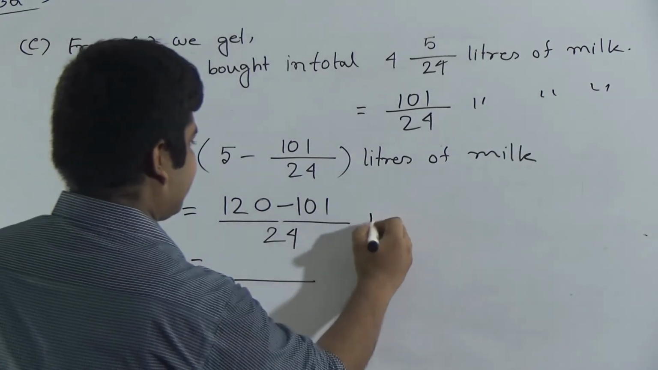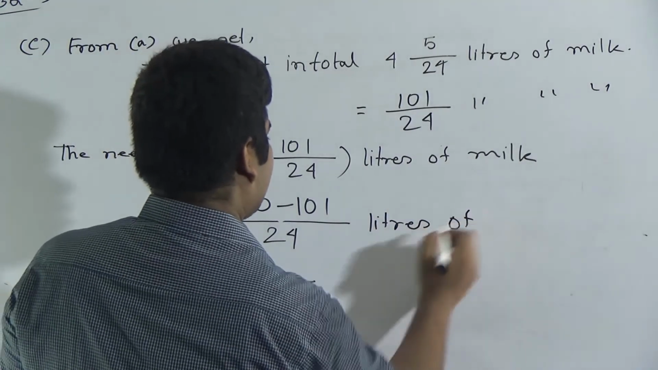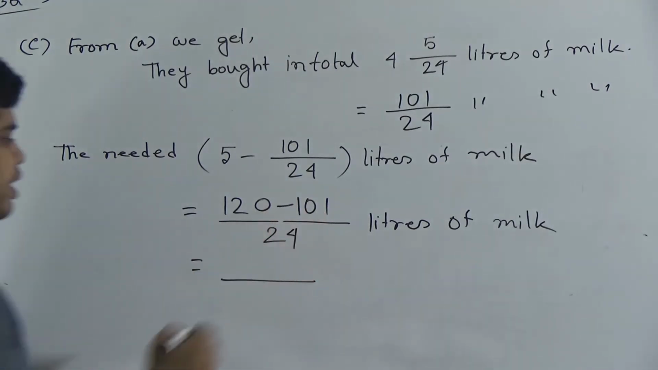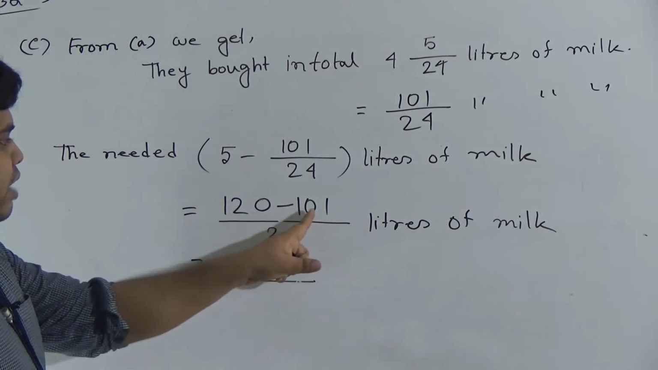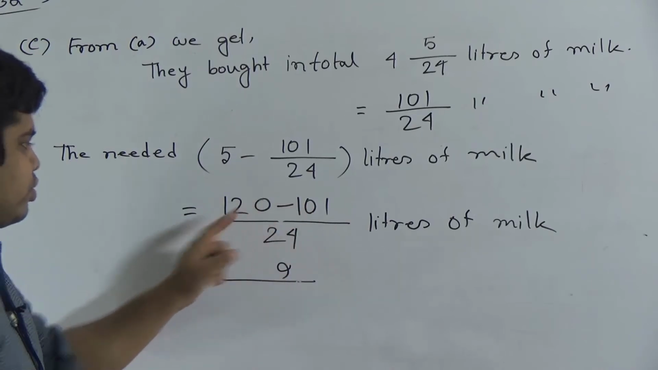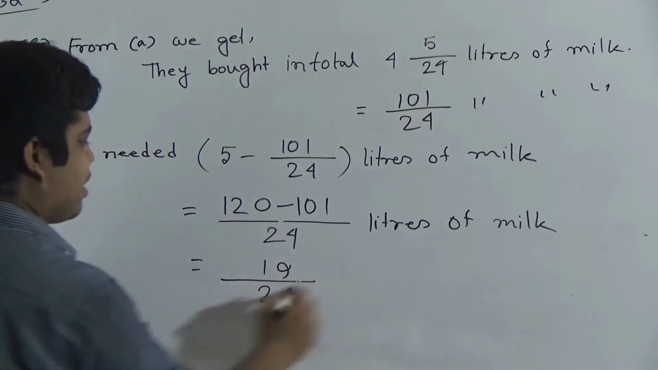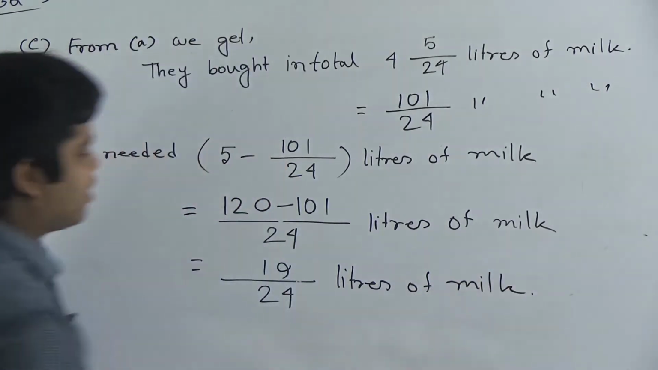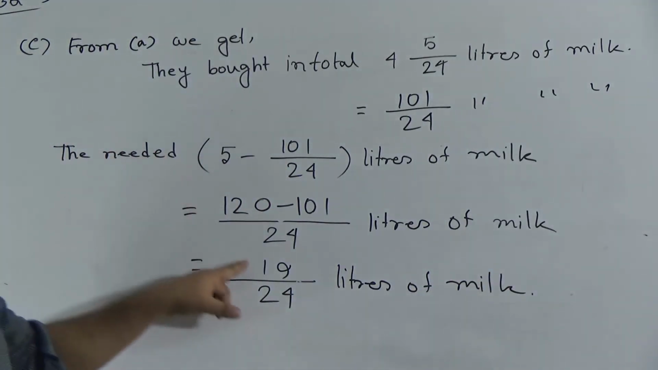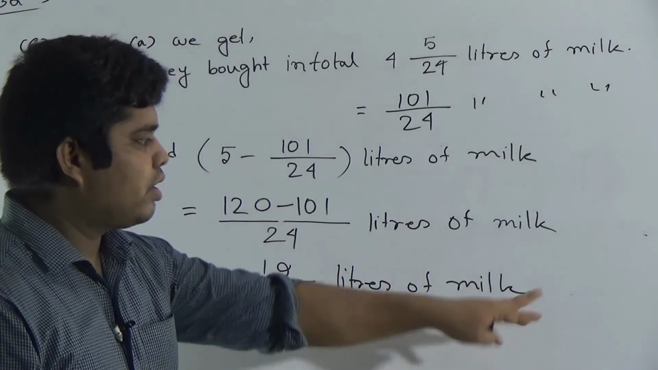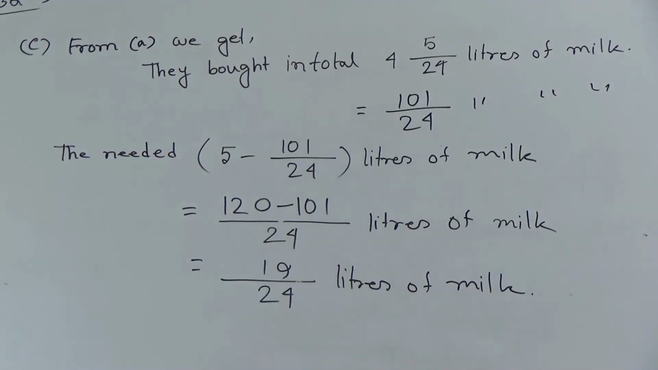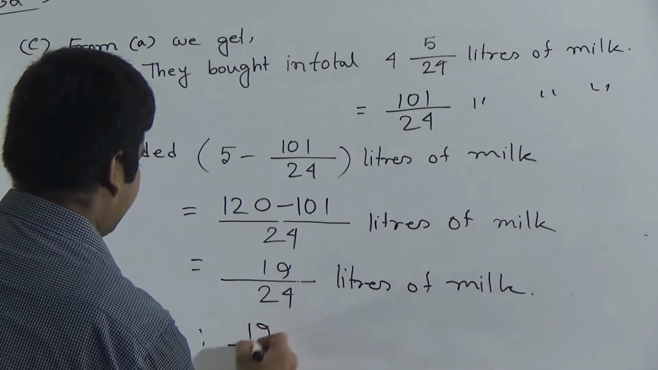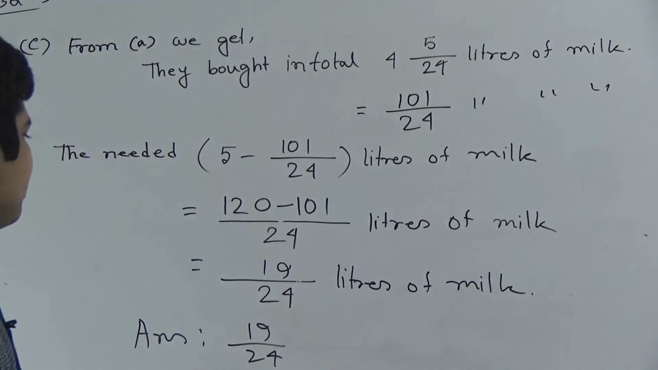Now we subtract 101 from 120. Notice 1 from 10 we get 9. This 1 is added with this 0 and it will be 1, and 1 from 2 it will be 1. So 19 by 24 liters of milk. My dear students, they need 19 by 24 liters of milk to get 5 liters. So this is the extra milk and it is the required answer. 19 by 24 liters of milk.